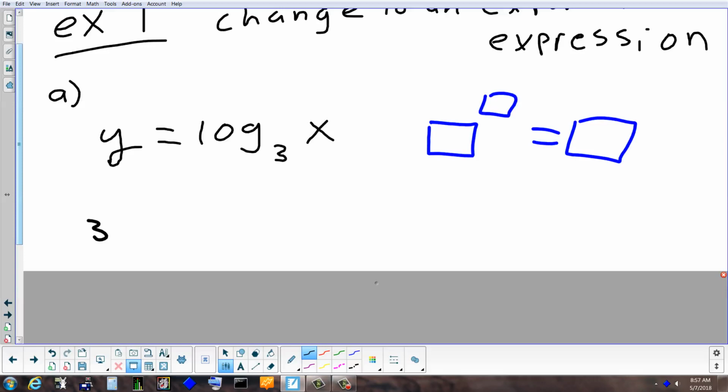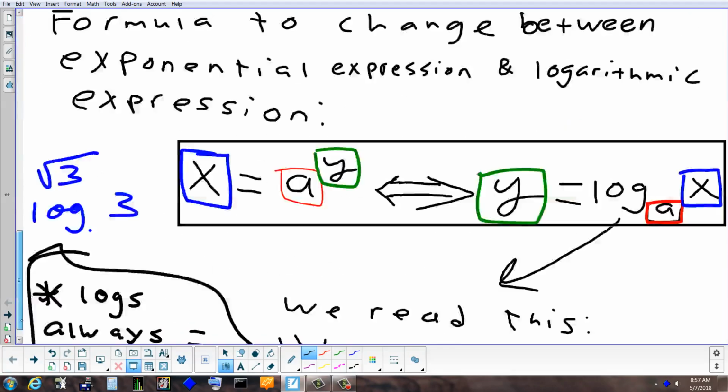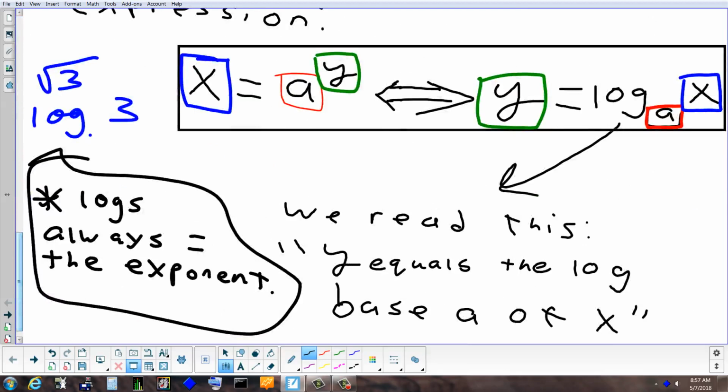What do we use logs for? Remember that equation I showed you earlier, and I asked what's 2 to the 3rd power? But remember what we were solving for? The exponent. We looked at an example, and I said logarithms are used to solve for exponents. And then we wrote it down. Logs always equal the exponent. So always remember that.